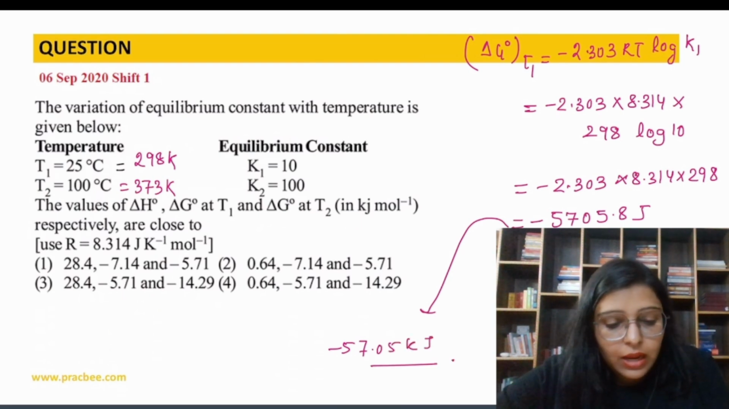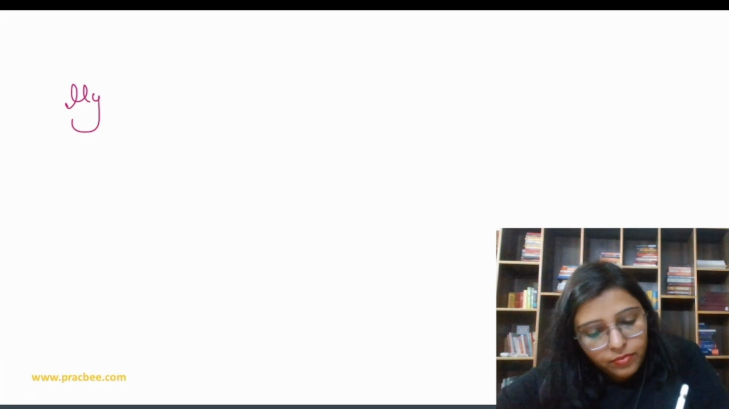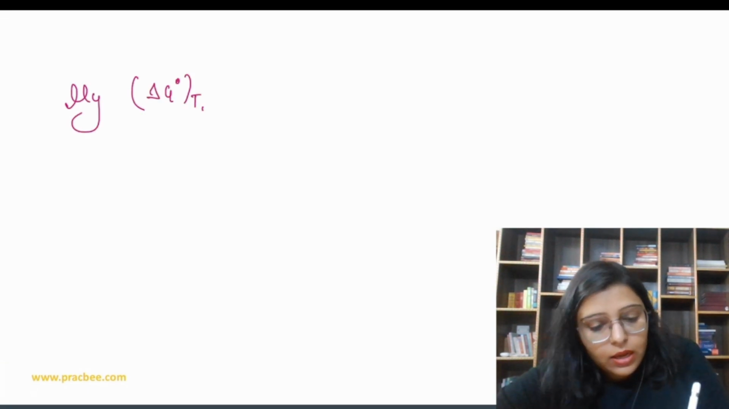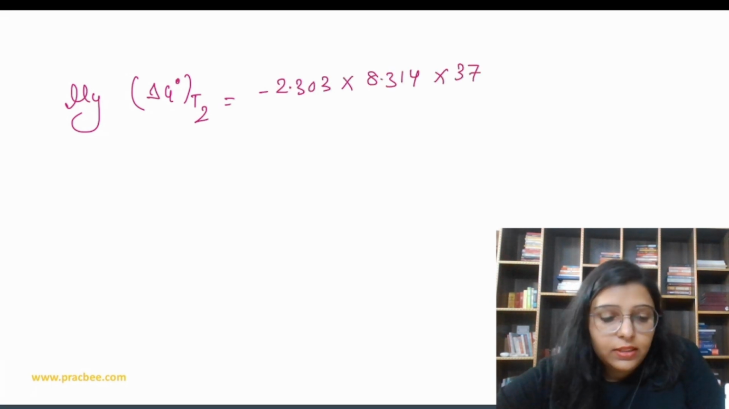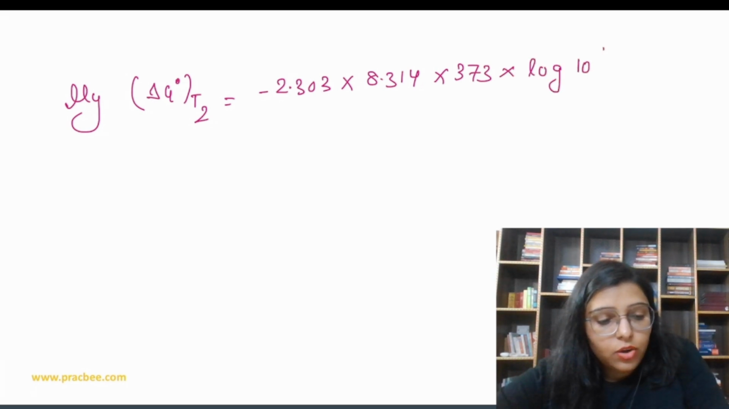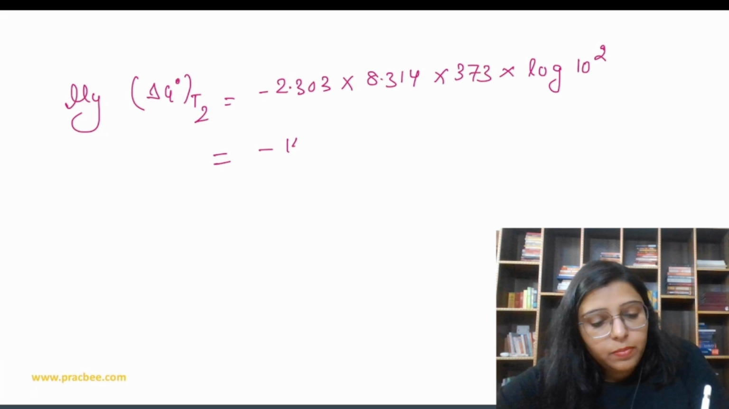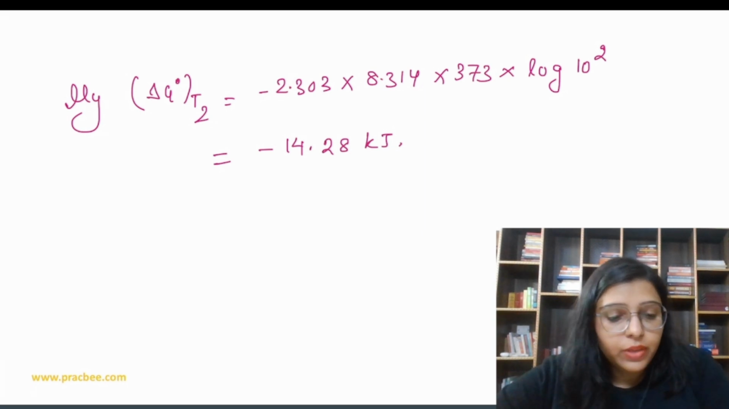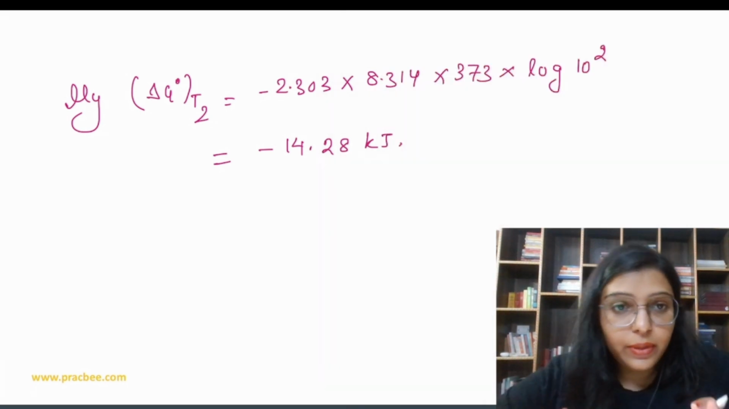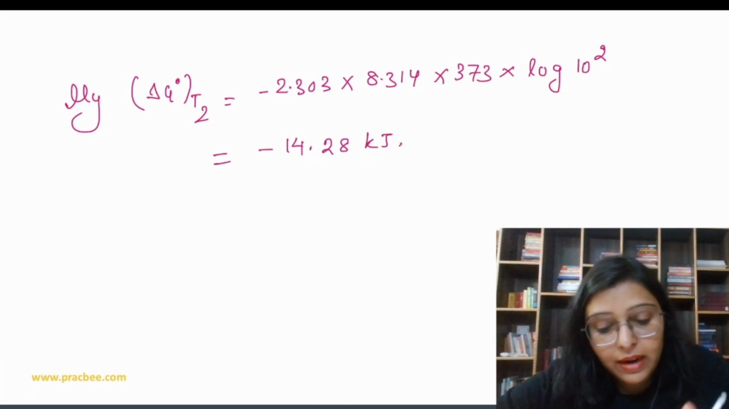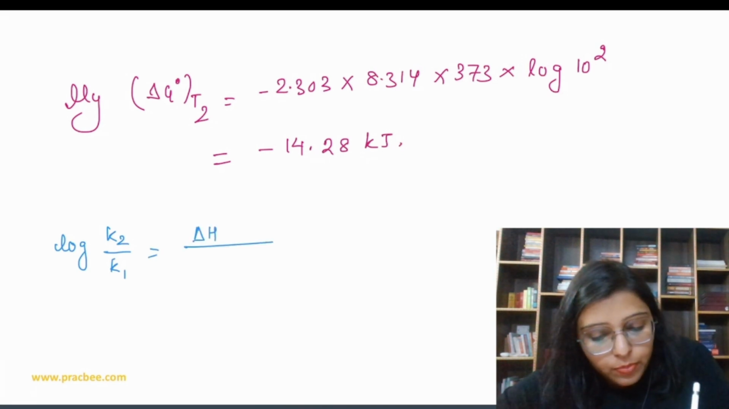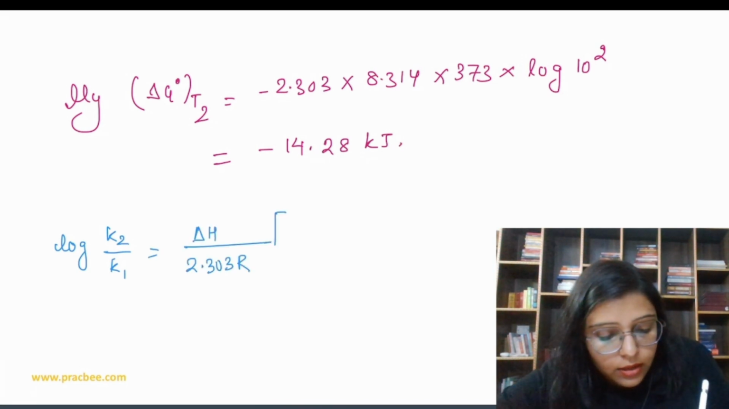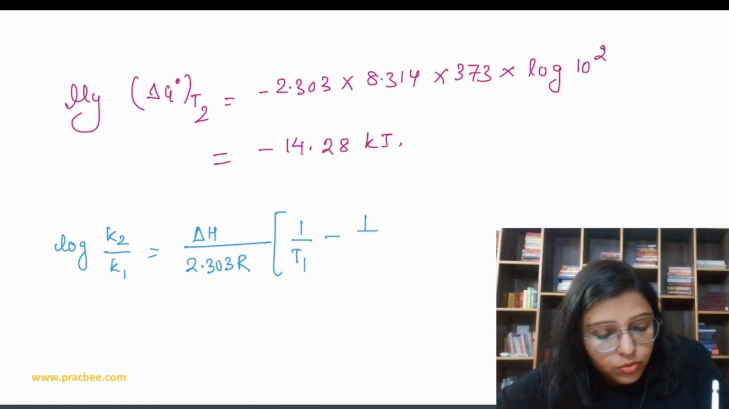Now similarly, you can find out delta G naught at T2. How? Minus 2.303 into 8.314 into 373 into log 100, or we can say log 10 to the power 2. So on solving, you get minus 14.28 kilojoule. Now our task is to find out the enthalpy. So if different temperatures are given, then we have to use this: log K2 by K1 is equal to delta H upon 2.303 R into (1 by T1 minus 1 by T2).